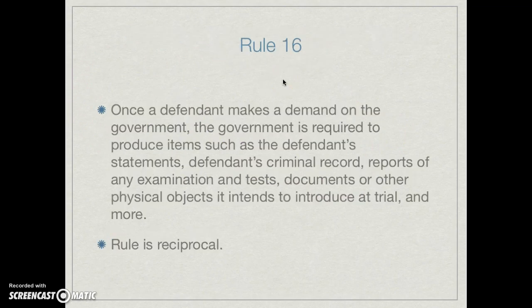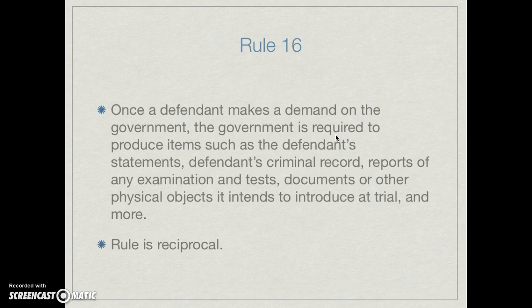Rule 16 basically says that once a defendant makes a demand on the government, so once the bank robber's attorney makes a demand on the prosecuting attorney, the government is required to produce items such as the defendant's statements, the defendant's criminal record, reports of any examinations and tests, documents, or other physical objects it intends to introduce at trial, and more.